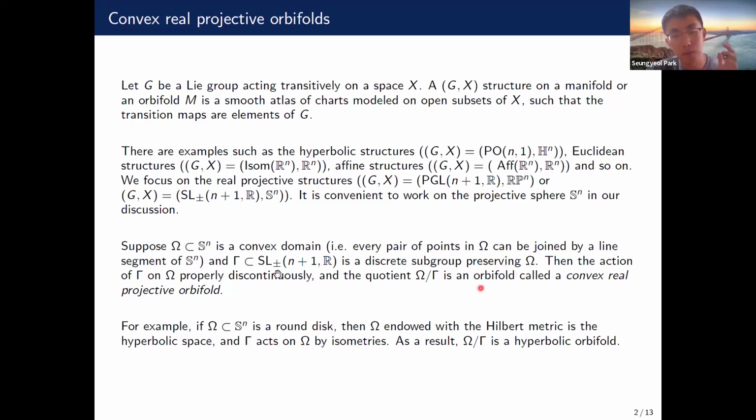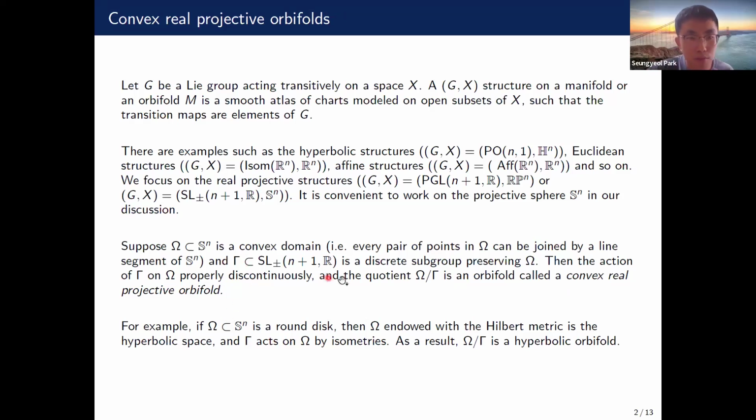Then we obtain an action of this group Gamma on this convex domain Omega, and since this Gamma is discrete, you can see that this action is always properly discontinuous. Whenever we are in that setting, the quotient becomes an orbifold. And then that orbifold has a natural real projective structure, which is induced from the real projective structure on this Omega. So that orbifold now becomes an orbifold together with a convex real projective structure.